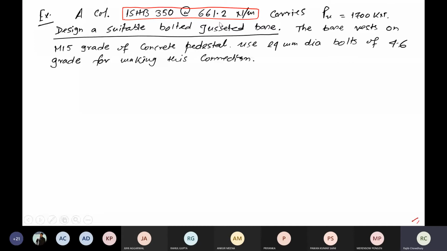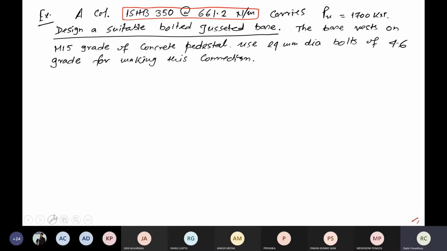Okay, sir. So let us start this particular problem. The problem was a column having ISHB 350 with a dead weight of 661.2 Newton per meter, carrying a factored axial load. It is purely an axial load. Design a suitable bolted gusseted base. The base is resting on an M15 grade concrete pedestal. 24 mm dia bolts of grade 4.6 are making this connection.